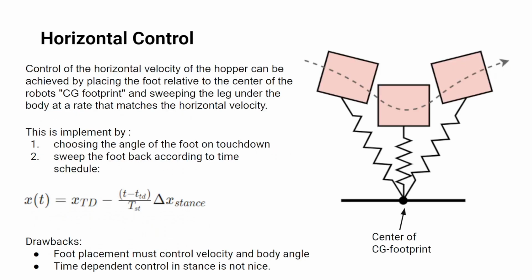Horizontal control breaks down into placing the foot relative to something called the CG footprint. This is the projection of the center of gravity of the robot on the ground when it's in contact. We do this to control the horizontal velocity and regulate the body angle of the robot. When the robot's in contact, we just sweep the foot backwards in time with the velocity of the robot, and it goes according to that equation there.